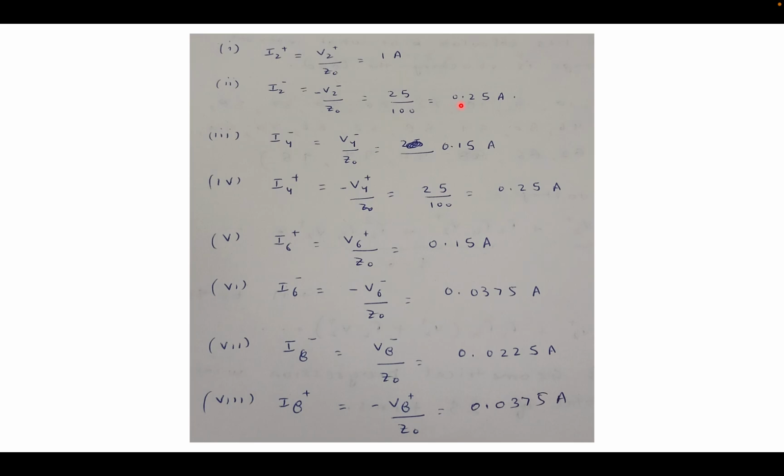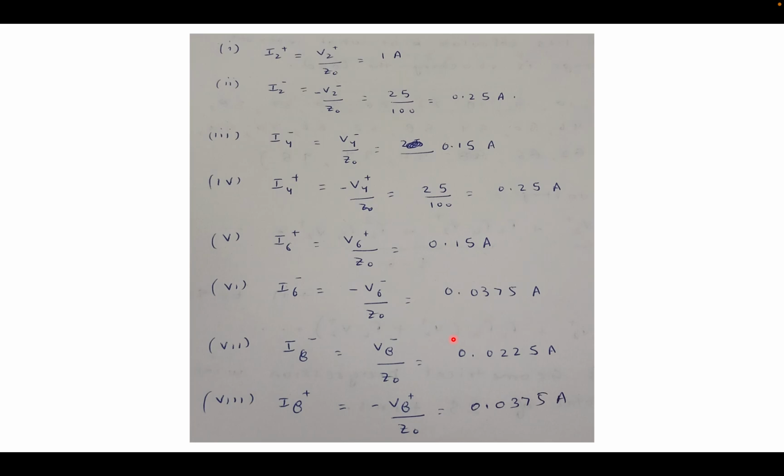Similarly, if I ask you what is the value of I4 minus, I4 minus is nothing but V4 minus upon Z naught, which is again equal to 0.15 ampere. And similarly you can calculate the value of I4 plus, and because it's from the source end, this will be negative, minus V4 plus upon Z naught, and from there you can calculate I4 plus is equal to 0.25 ampere. So you can just use these simple formulas, and then you can calculate all the currents at any transit time. Here we have calculated all the currents till t is equal to 8 microsecond.